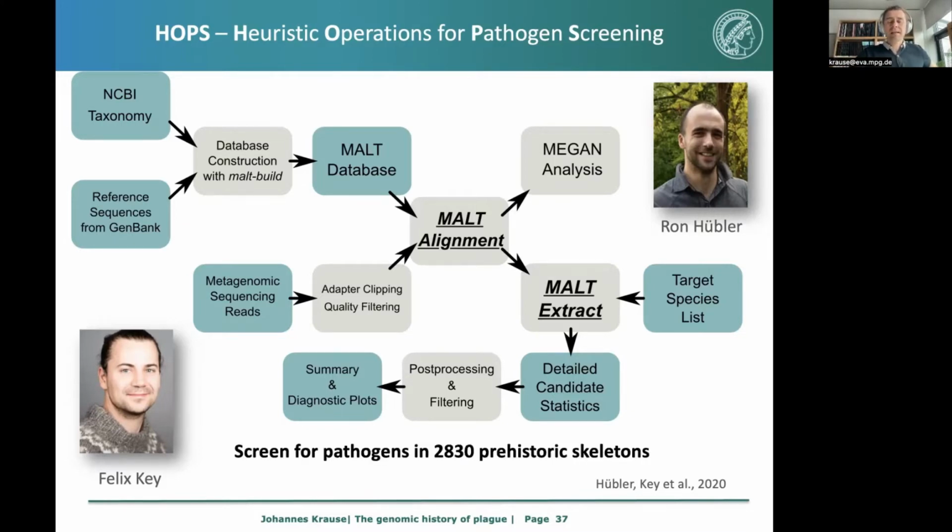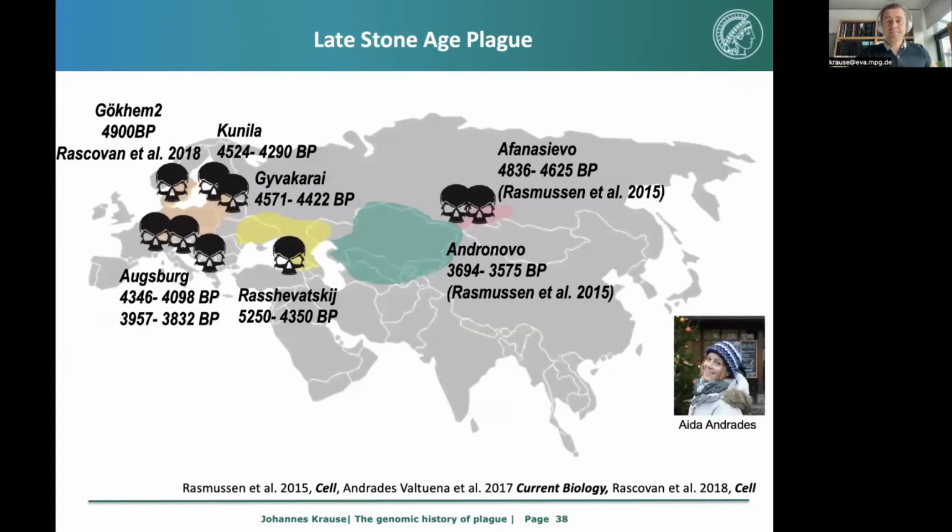So in this first study, we screened about 3,000 skeletons for the presence of ancient pathogen DNA. And what we found, and that was a big surprise at the time, was that plague was already around in prehistory. The oldest one that has been reconstructed so far is more than 5,000 years old. The oldest one we reconstructed is about exactly 5,000 years old.